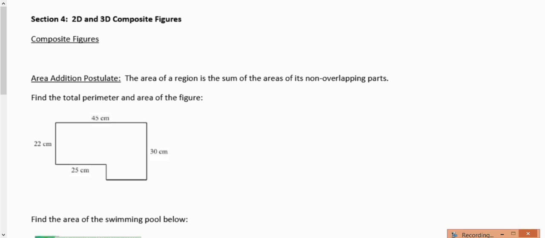Section 4, Video 1. 3D and 2D composite figures.